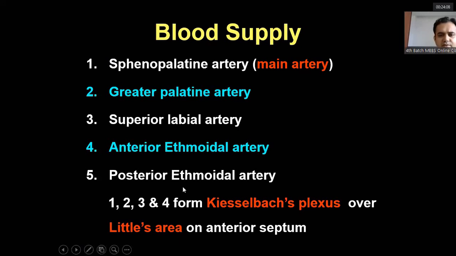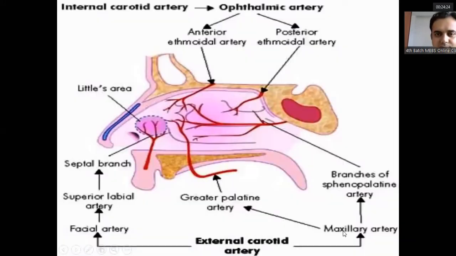These four arteries together form Kiesselbach's plexus, or Little's area, on the anterior part of the nasal septum. This particular area is the commonest site for nasal bleeding or epistaxis. Now this diagram will come again in the epistaxis chapter.